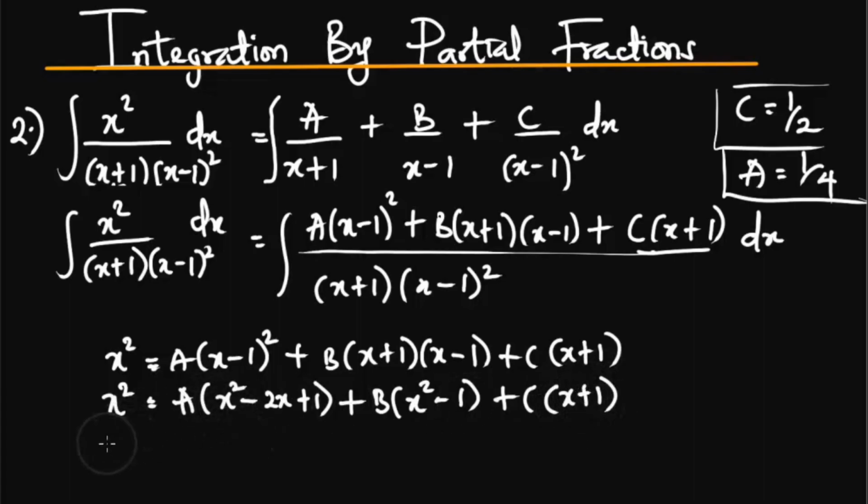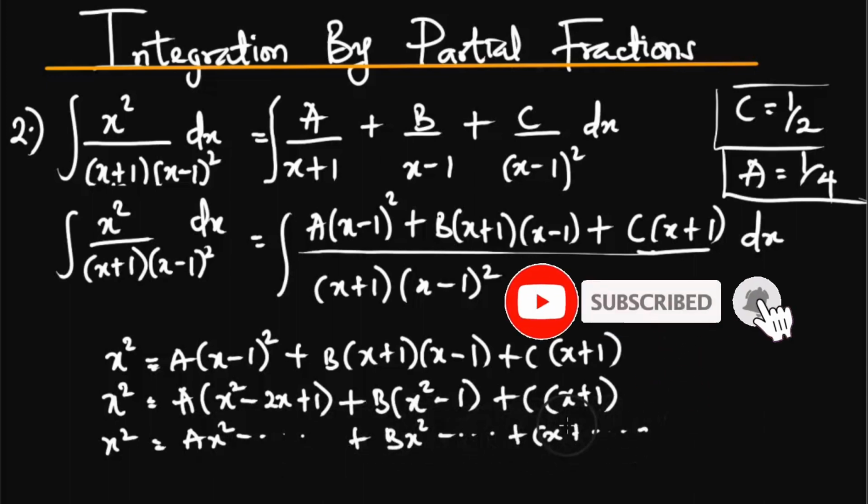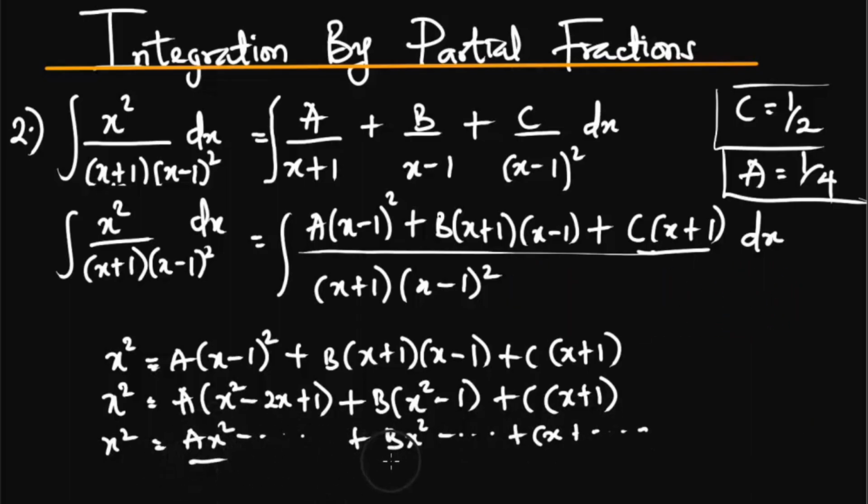right? So we know that when we open this, we're going to have ax squared, right? And plus bx squared, and plus cx plus, and so on. So comparing both sides, we know that the coefficients of x squared are a and b, and on the left hand side the coefficient is 1. So we can conclude that 1 is equal to a plus b.